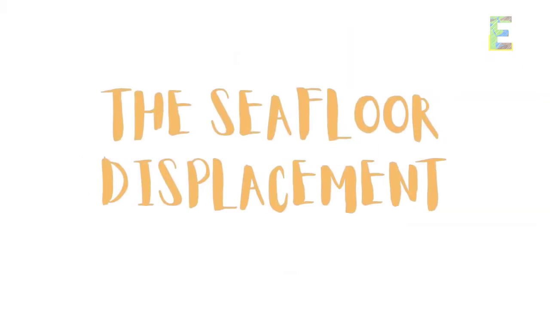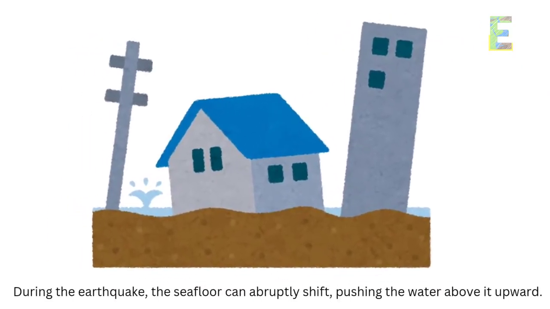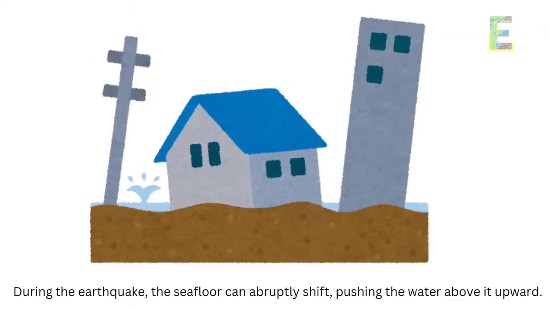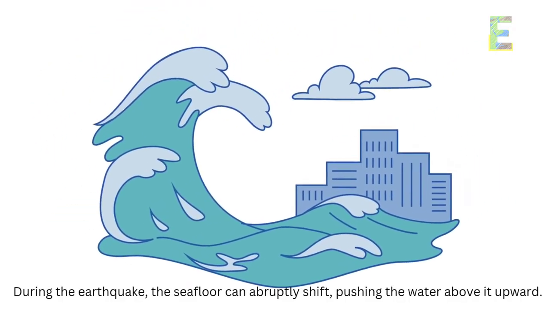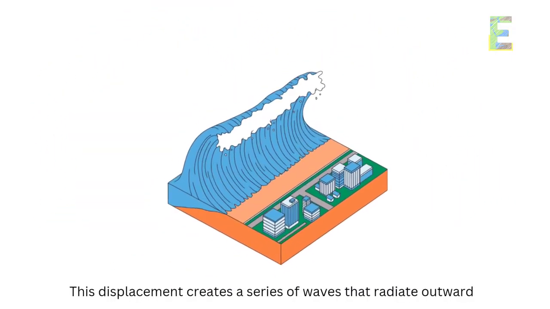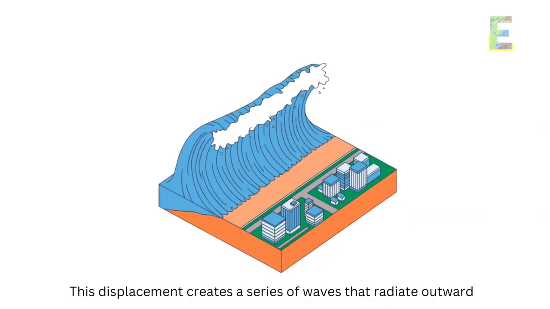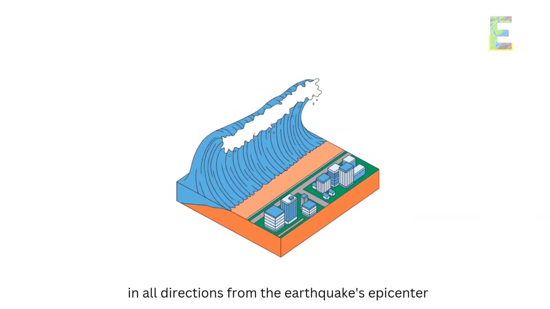The seafloor displacement. During the earthquake, the seafloor can abruptly shift, pushing the water above it upward. This displacement creates a series of waves that radiate outward in all directions from the earthquake's epicenter.